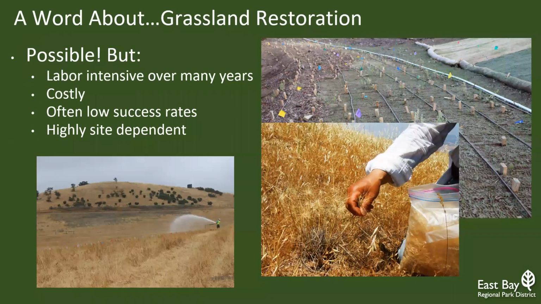Just a quick word about grassland restoration, because some people wonder, well, if we impact a grassland, can't we just restore it? It is possible. We can restore natives to our grasslands, but it is highly labor intensive and usually takes many years of maintenance for success. It's costly, you often have low success rates, and it's very site dependent. Some sites just won't ever work for native grass restoration, and others have some potential. But really, it just takes a lot of resources to restore natives to our grasslands.